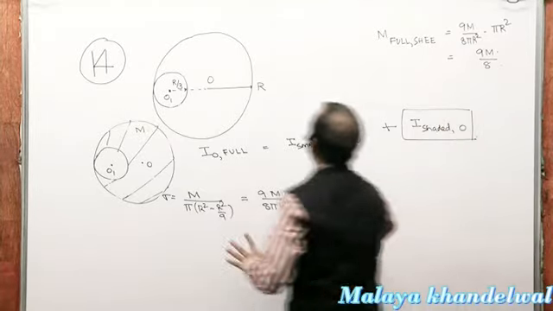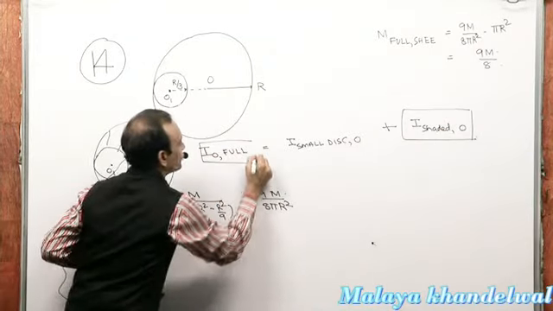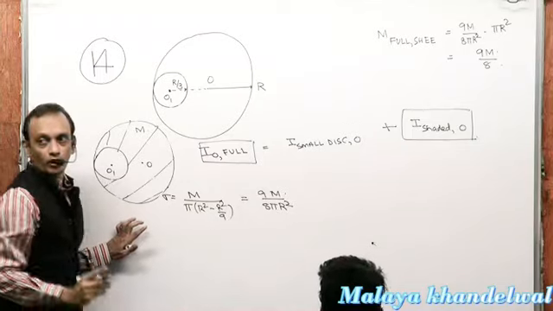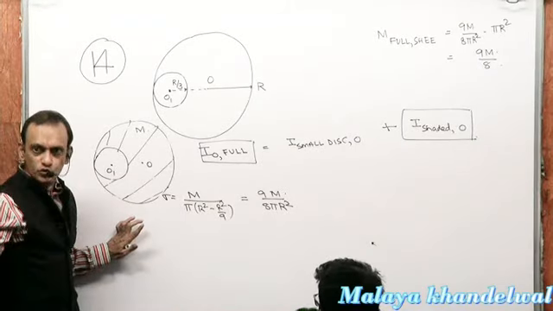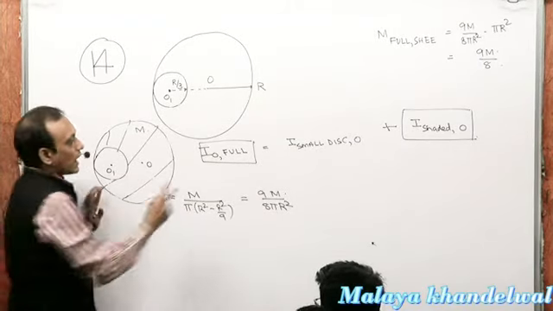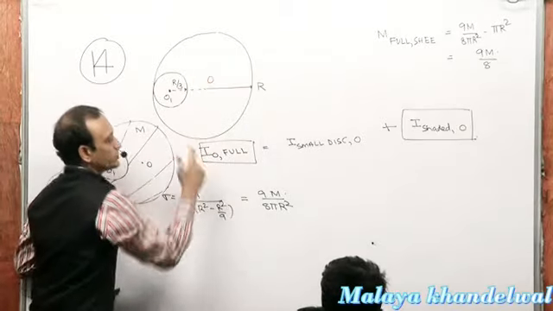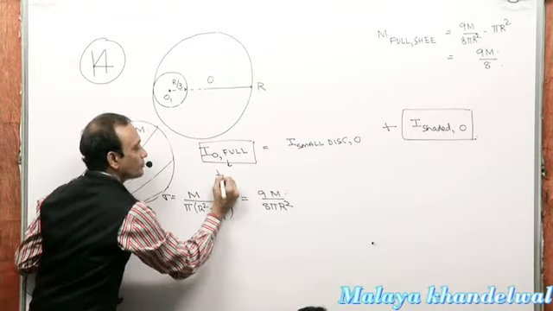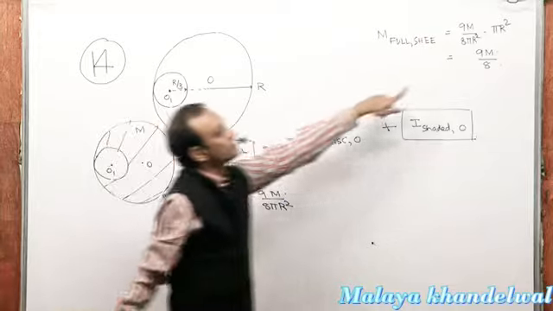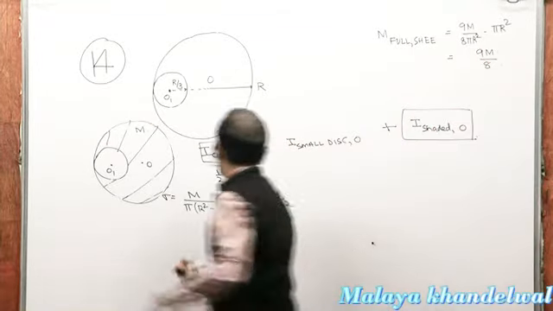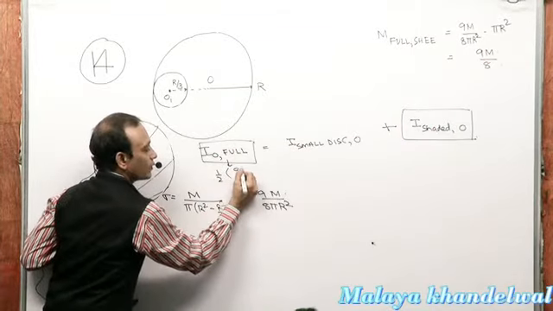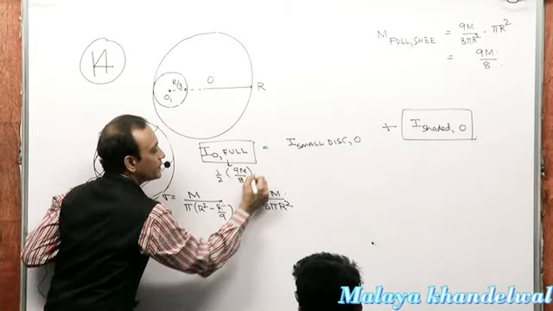Now, I of the full sheet about O is going to be what? Half of its mass into the square of the radius. So it is half of the mass of the full sheet, which is 9m by 8, into r squared.